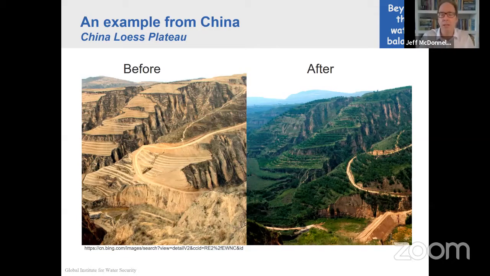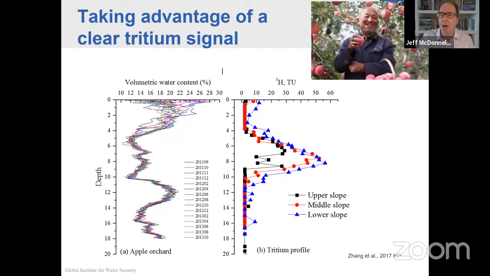And what we're going to do is now look for that bomb peak in the soil. Just look at the right-hand plot. On the x-axis is tritium, on the y-axis is depth. And this is soil depth going down to 20 meters. In fact, the soil, if you can call it soil in air quotes, this is actually the loess, and it's up to 100 or even 200 meters. So these are unusually deep soils. And what we can do is see that 1963 bomb peak down here at about 8 meters.